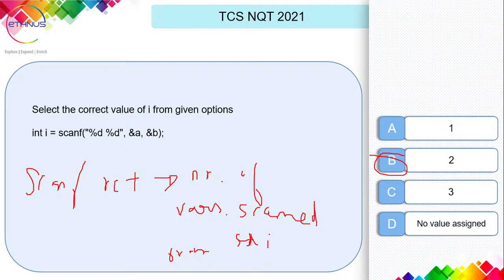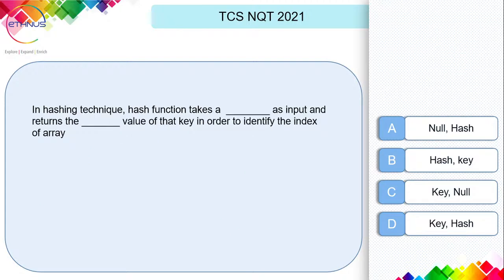Select the correct value. Oh, this question is repeated. I'm sorry about that. Here you have, in the hashing technique, the hash function takes a dash as input and returns the dash value of that key in order to identify the index of the array. Which are these two? What it takes as an input and what it returns.